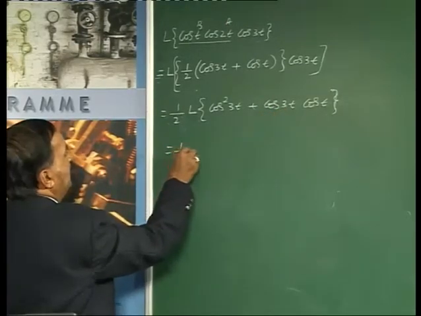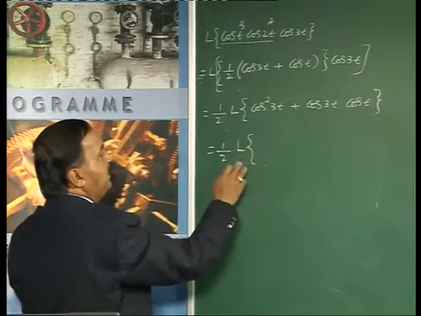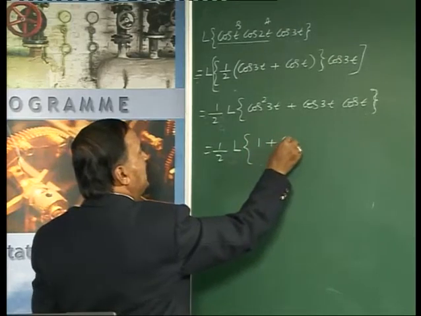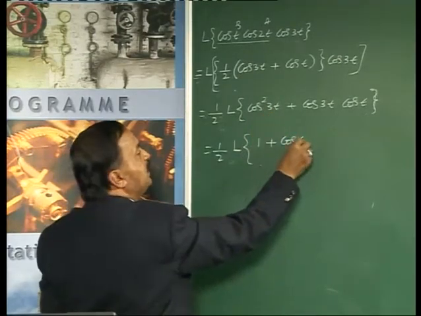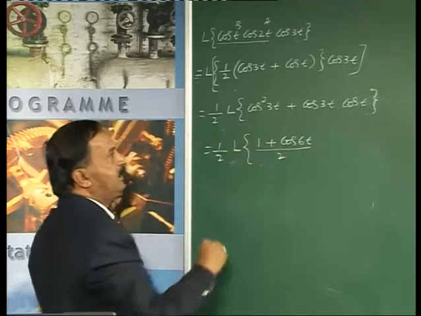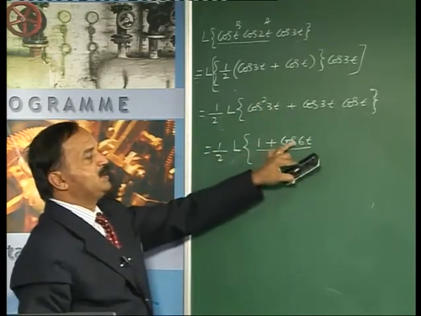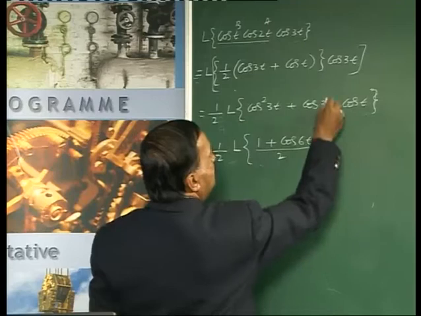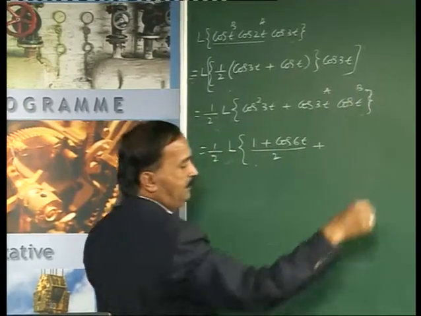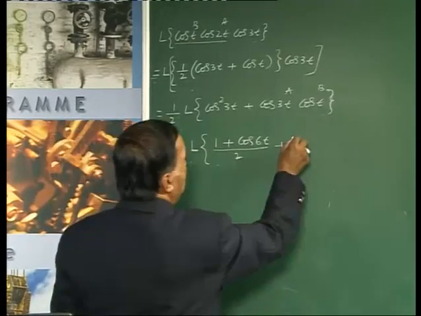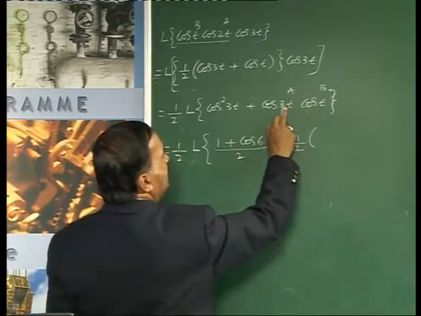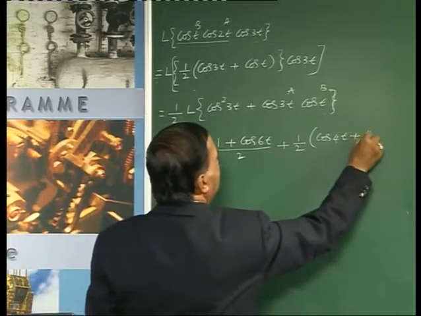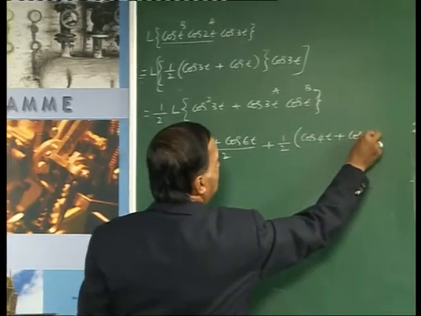That is equal to 1 by 2 into L of, again by using the formula here, cos square theta is equal to 1 plus cos 2 theta, that means 2 into 3t, that means cos 6t, divided by 2. Plus, again it is of the form here, cos A cos B form. Use the last formula here, 1 by 2 into cos of A plus B, 3t plus t, that means cos 4t, plus cos of A minus B, that means 3t minus t, that is cos 2t.